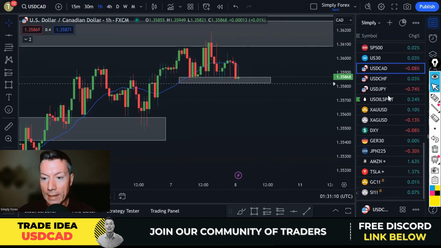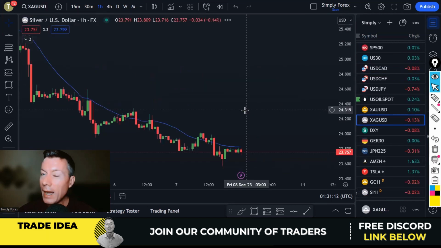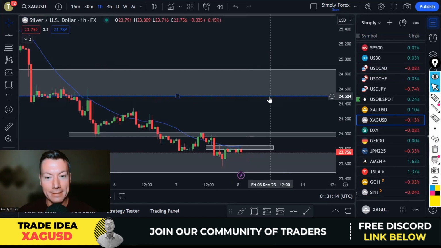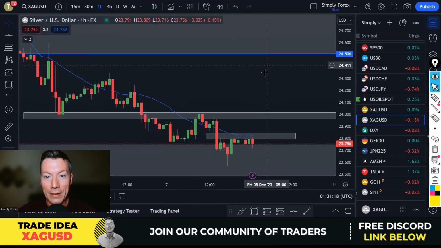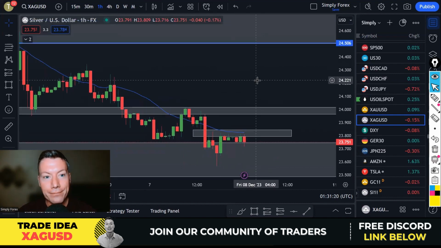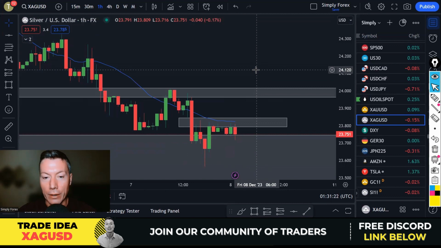The second one is silver. Ha me hearties. Oh dear. Every time I look at silver, I have to do a pirate impression. So silver, guys. Where are we?